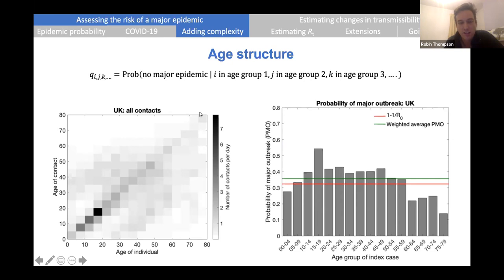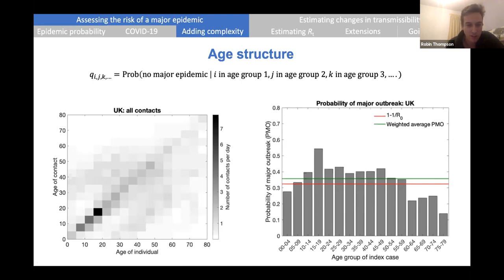What you can do is basically do exactly the same thing. So you can consider lots of different age groups. You can say, well, how many contacts do individuals of different ages have? So this is a contact matrix for the UK. I should have referenced it here, but this is from the Prem et al. paper in PLOS Computational Biology, I think in 2017. And what this shows is how many contacts does someone of the age on the x-axis have with someone of the age on the y-axis?